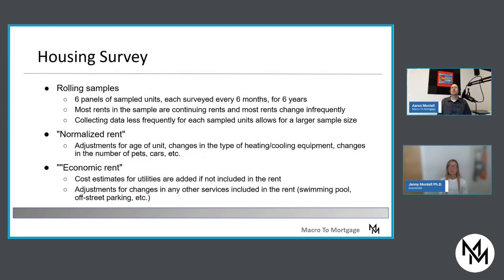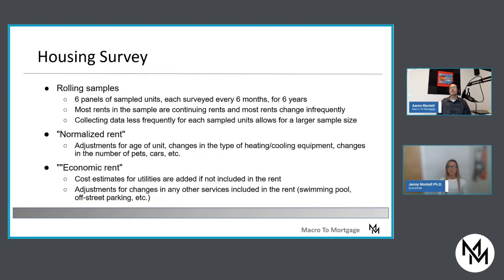Next. So just a few more details on this housing survey where the actual price data come from. They're done in rolling samples. So they have 6 panels of sampled units, each surveyed every 6 months for 6 years. So they're surveyed twice a month. Most prices for most other goods are measured monthly, but for housing, it's just every 6 months.